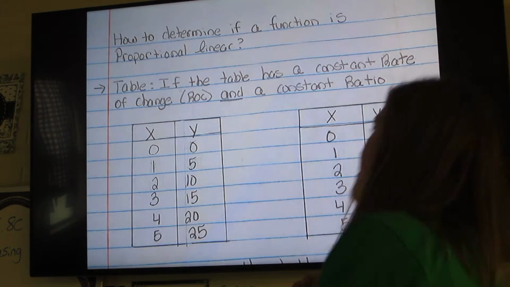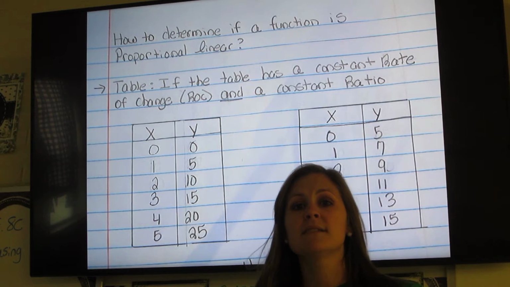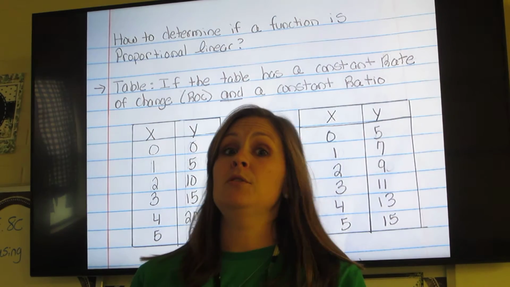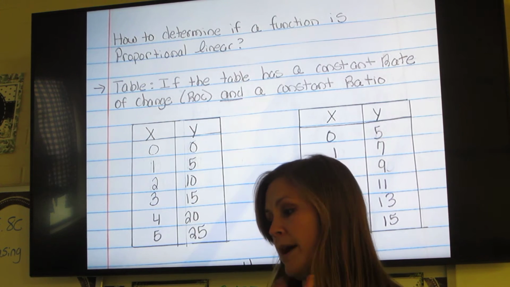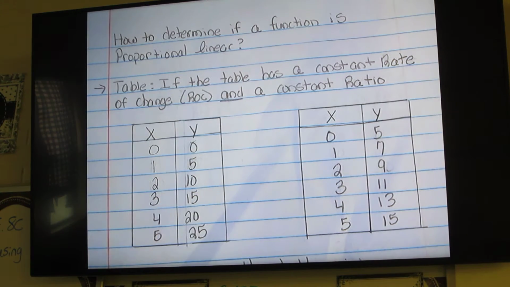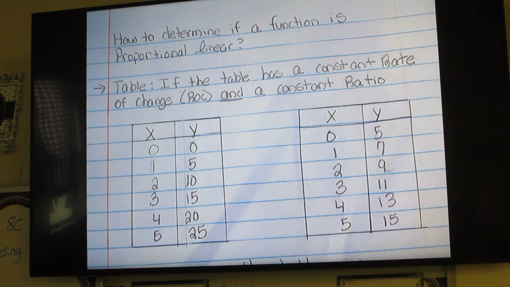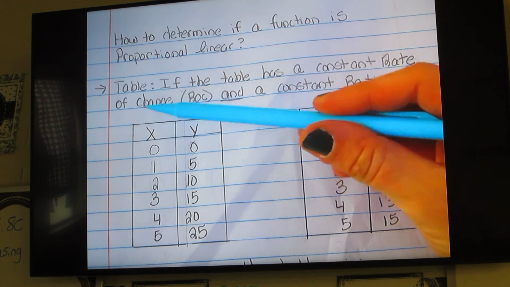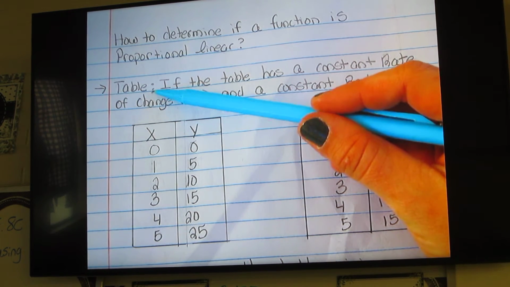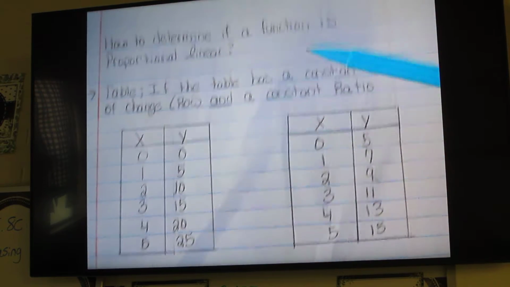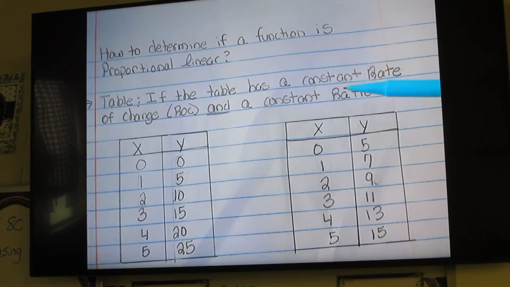Okay, good afternoon. So I'm doing a short little mini lesson on how to tell if a function is proportional linear. So let's look at four quick examples. Okay, so if we're seeing about our different forms, we're going to look at a table and try to determine if a table is proportional linear, and a graph and try to determine if a graph is proportional linear. The table is definitely the harder of the two.